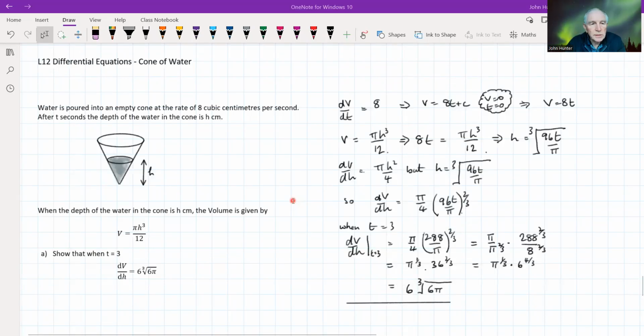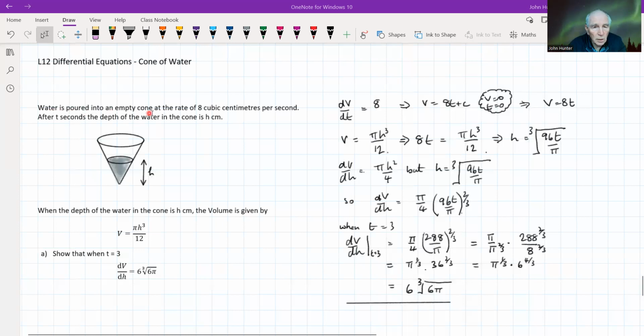Right, this is a worked example for a differential equations problem to do with a cone of water. Now, this actually is quite a tricky problem. This is one of the hardest A-level problems I've seen in differential equations, but as such, it does have a couple of really good learning points in it. So it's definitely worth having a look at. So let's have a look at the question.